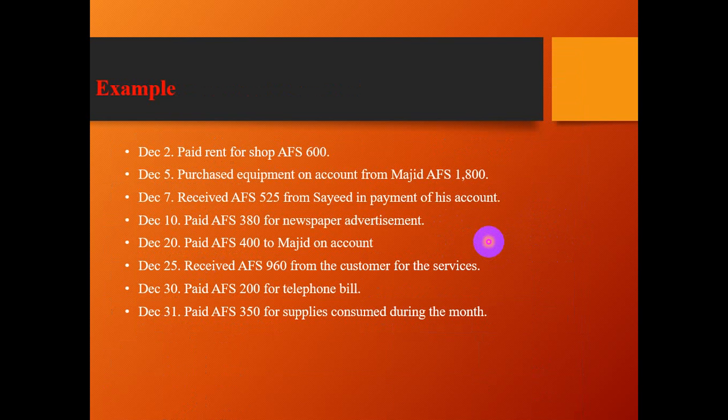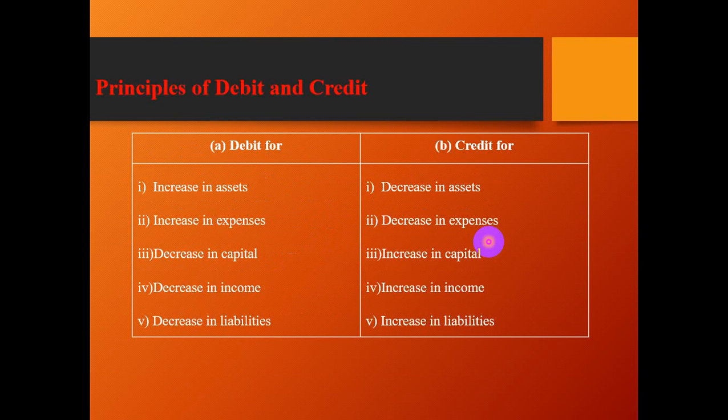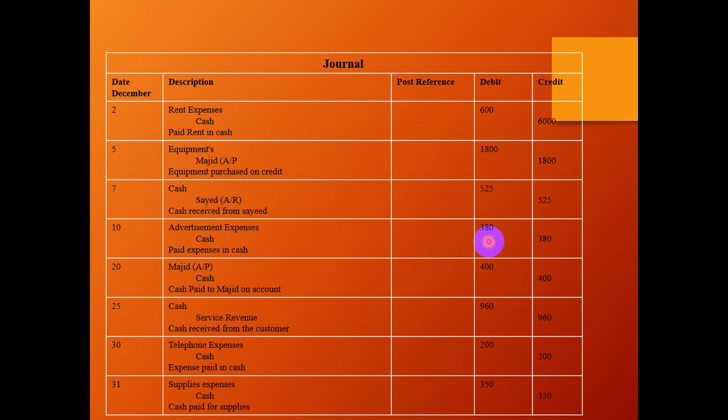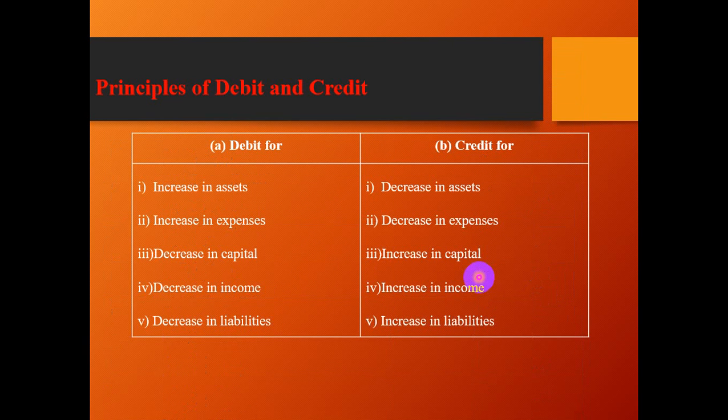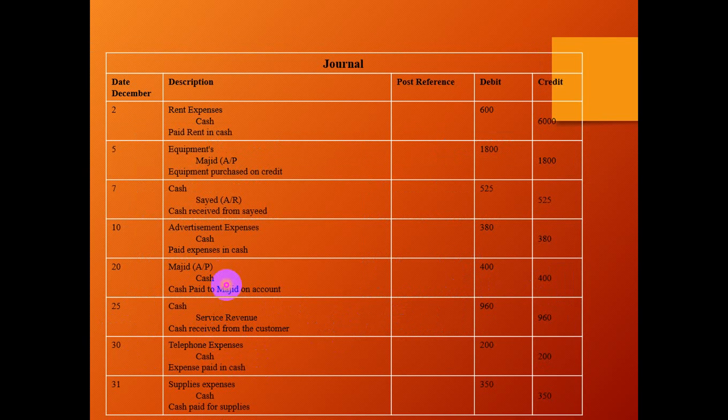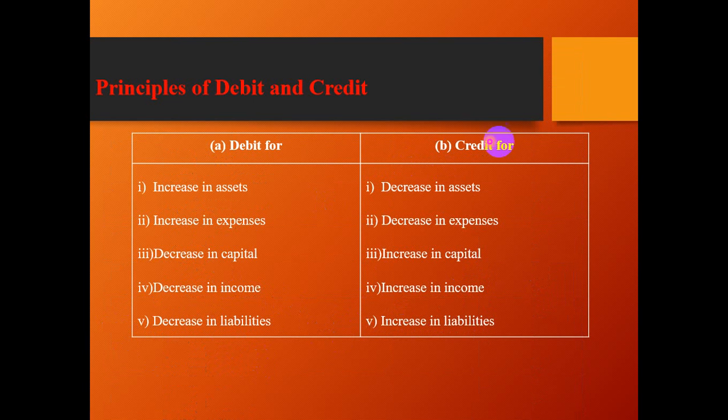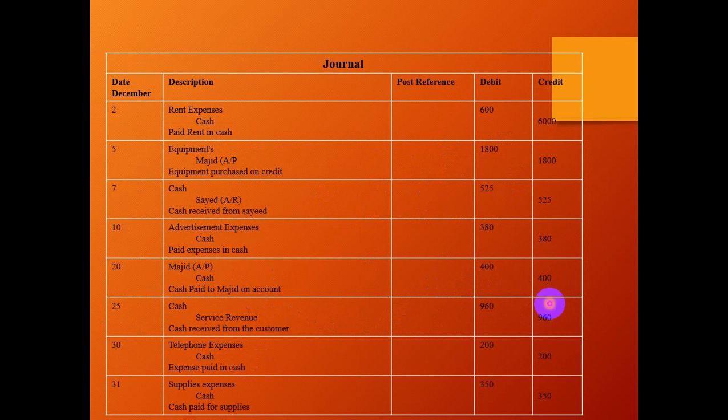Again December 20, paid 400 to Majid on account. So we are paying 400 to Majid, paying money to him. So we are writing Majid account payable to cash, because paying Majid is your liability. Is the liability increasing or decreasing? When you are paying money, your liability decreases. Cash is also decreasing. A decrease in liability has a debit balance, and cash is an asset, a decrease in asset has a credit balance, right?